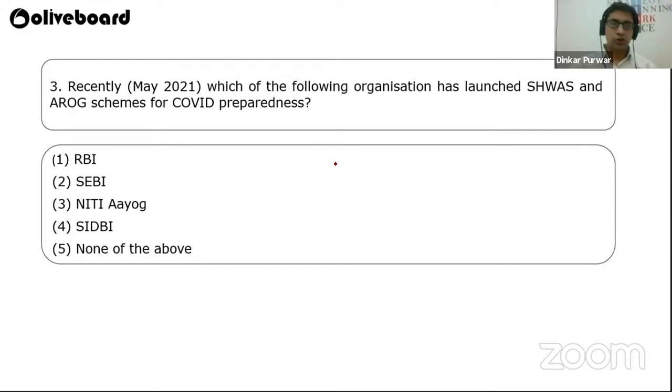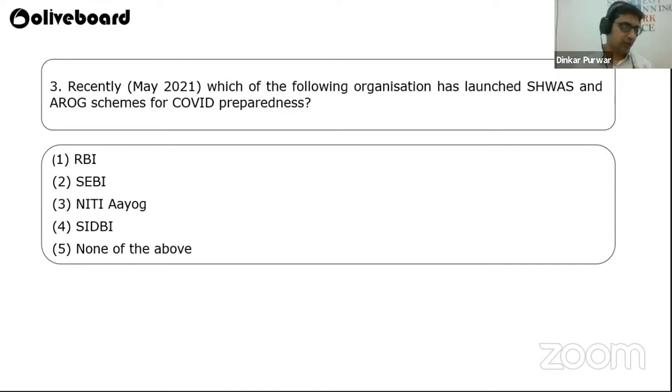Now question number three. Recently in May 2021, which of the following organizations has launched SWAS and AROG scheme for COVID preparedness? Whether it is RBI, SEBI, NITI Aayog, SIDBI, or none of the above. What is the answer? Which of the following organizations has launched SWAS and AROG scheme for COVID preparedness? RBI, SEBI, NITI Aayog, SIDBI, or none of the above.